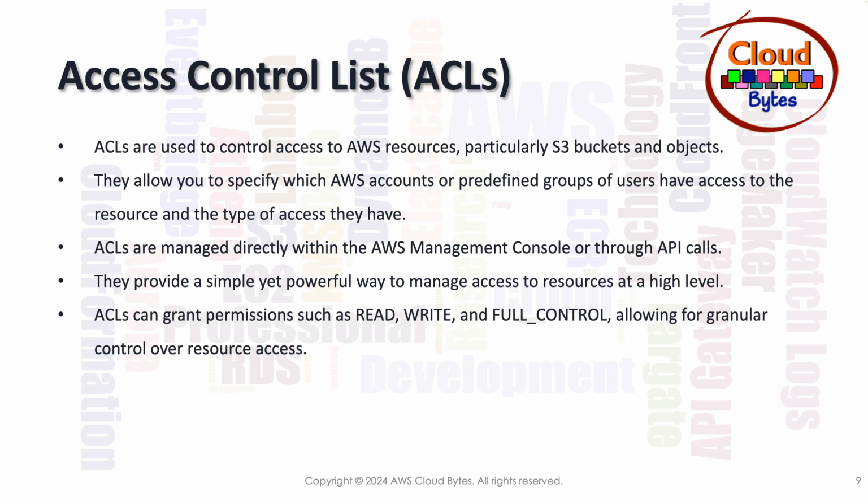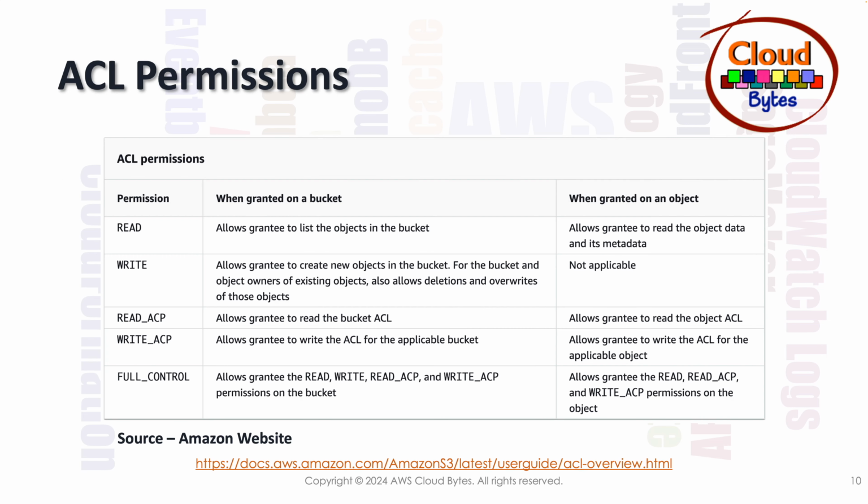Let's look into ACL permissions. This is a picture from the AWS website. You have permissions such as read, write, read_ACP, write_ACP, where ACP is access control policies, and then you have full_control. These are the various permissions that you can grant on a bucket or on an object, depending upon what you are focusing on.